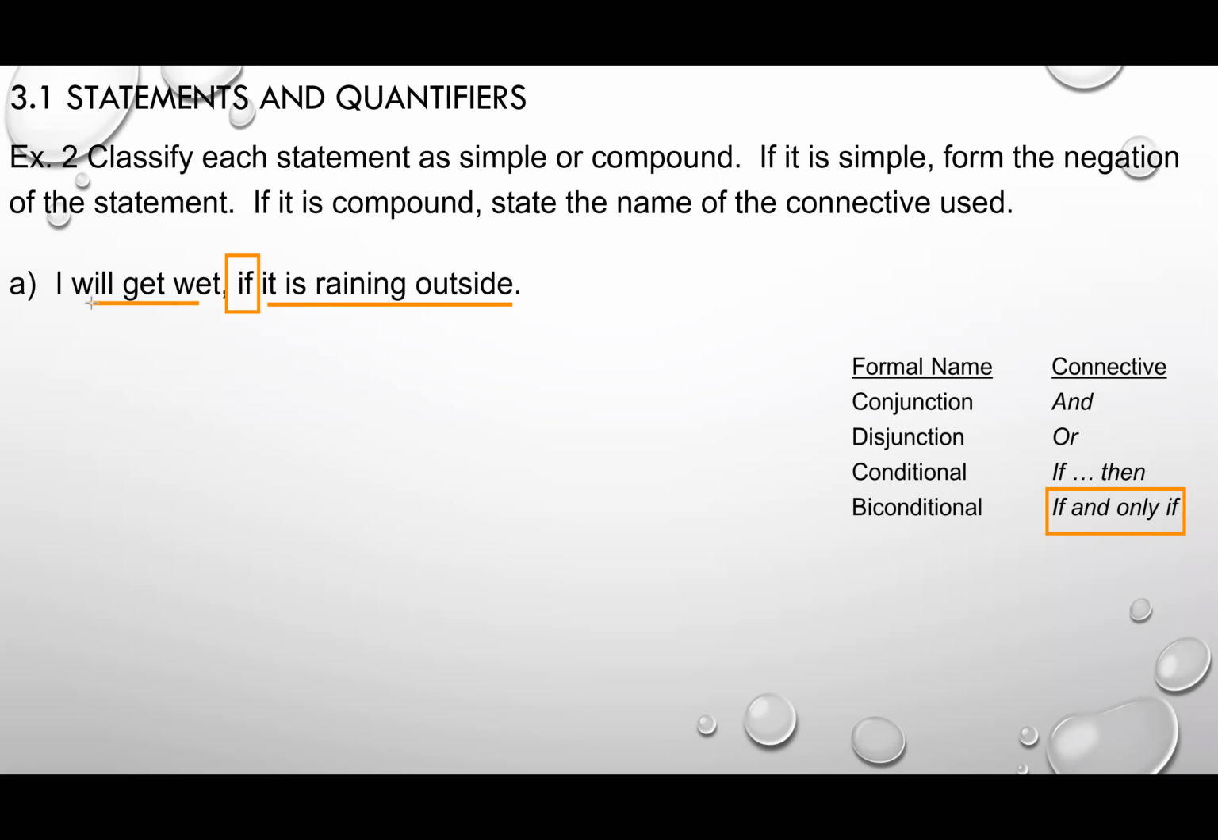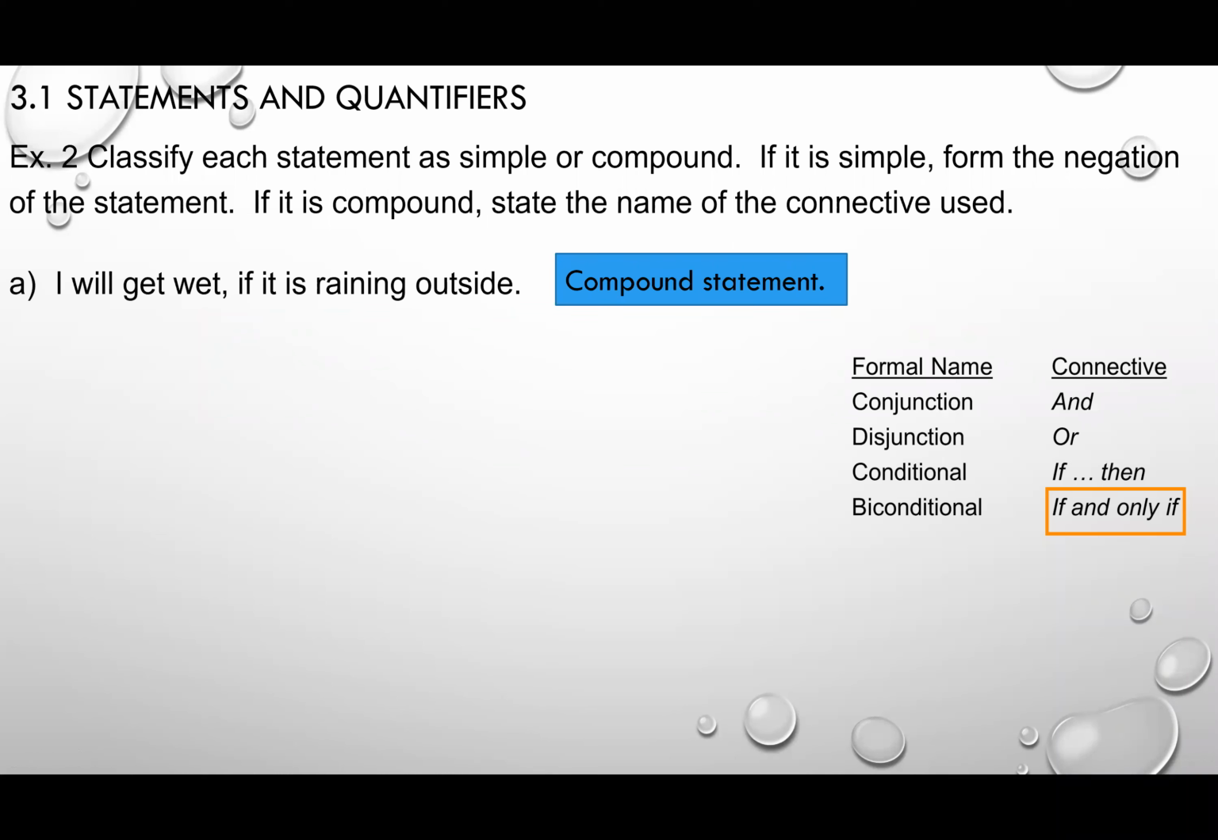Looking at this, you say, well, what is the connector? Well, the connector is the "if". And since we have multiple statements, we can see that this is a compound statement, right? And if it's a compound statement, what is the name of this compound statement? Well, it's the "if" connector, and since it's the "if" connector, it's an "if and then" connector, which is a conditional statement. You can rewrite this as, if it is raining outside, then I will get wet, right? And we will mention more about this "if and then" statement. The conditional statement, I think, is the confusing one that you will see in your homework or on the quiz.